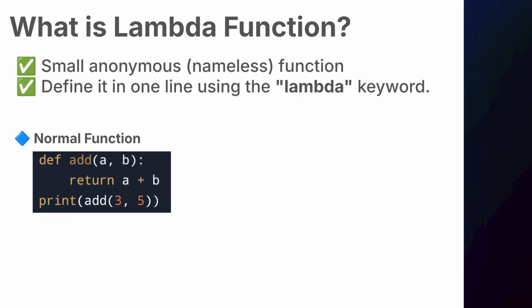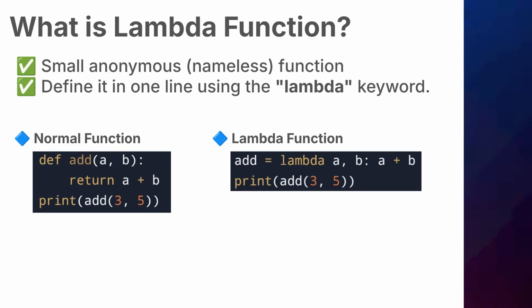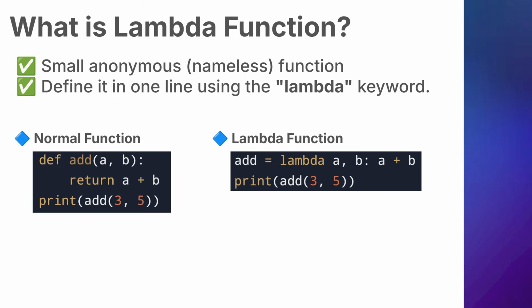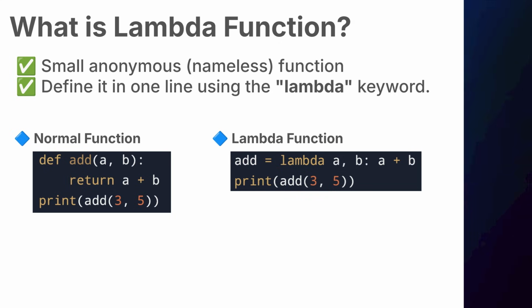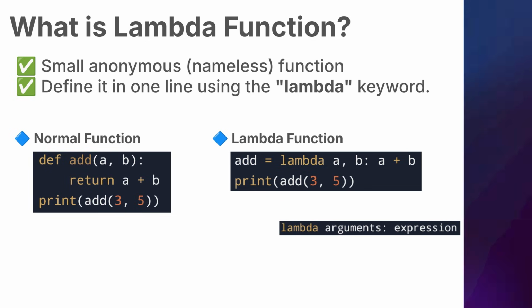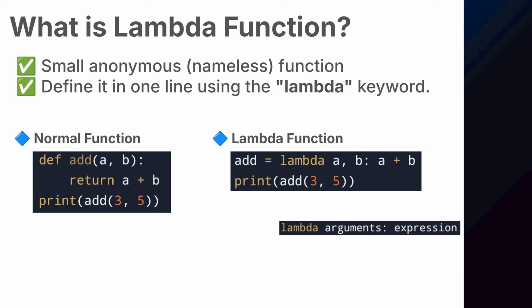On the other hand, the Lambda function can do the same thing, but it's written in one line without using def or return. The expression after the colon is what gets returned automatically. So this is the basic structure of every Lambda function. You put the input on the left of the colon and the single expression, what you want to return, on the right. So in short, a Lambda function is just a compact way to write a simple function when you don't need to give it a name or reuse it later.